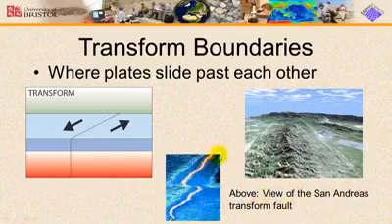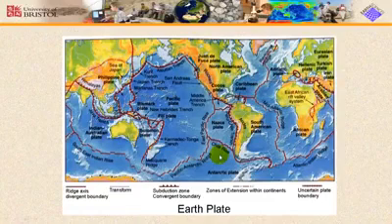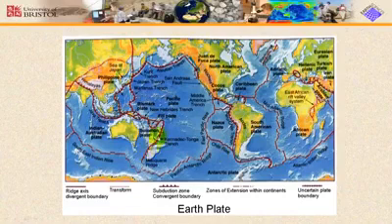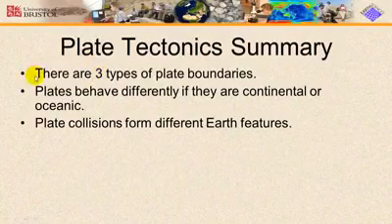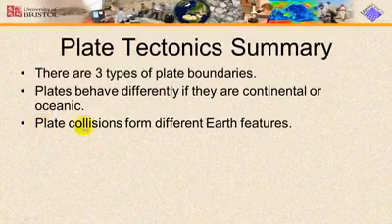This map shows all of the known plates on Earth and their plate boundaries, and the direction of the arrows shows the direction that these plates are moving. So you can see whether they are transform plate boundaries, where they're moving beside each other, or if they are convergent boundaries, or in this case, if they are divergent boundaries. In this video, you have learned about the three types of plate boundaries. You've learned that plates behave differently if they are continental versus oceanic, and you have learned about some of the Earth's features that are formed when different plates collide.